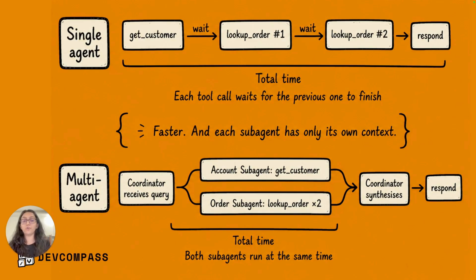So the 2 things to notice: first, the wall clock time is shorter. The bar on the timeline is narrower for multi-agent. Second, each sub-agent's context contains only its own work, not the accumulation of everything. The account sub-agent's context has the system prompt and the account lookup. The order sub-agent's context has the system prompt and the order lookups. Neither one is carrying the other's work, and that is what we mean by context isolation, and that is going to be the subject of the next video.